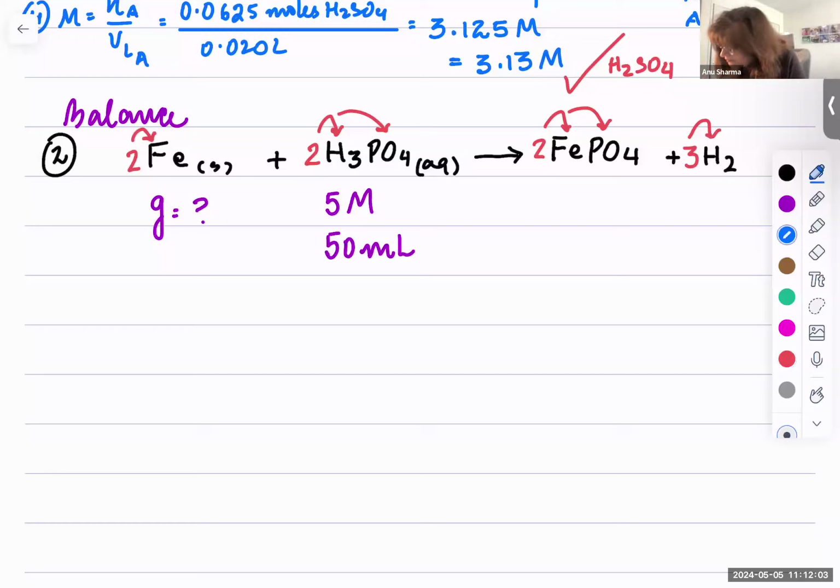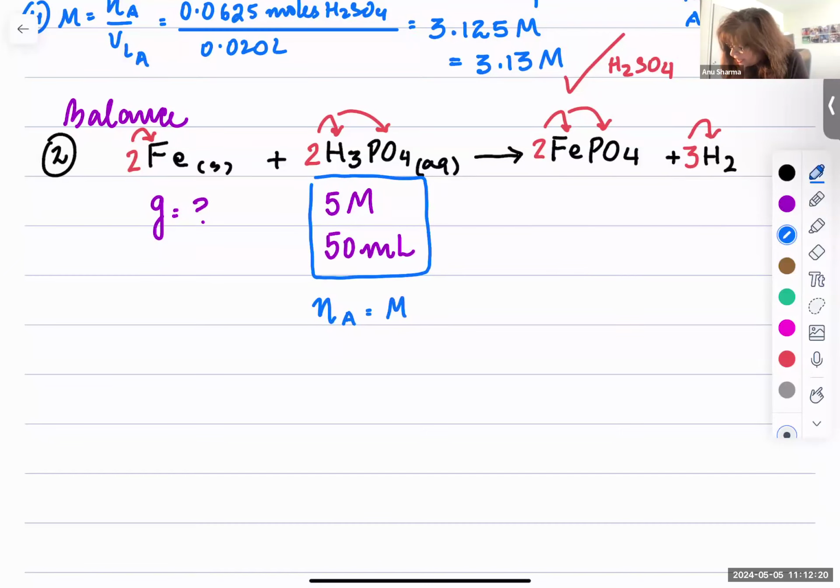Now we are given the base acid, and we need to find the grams of the metal, right? So here you can easily find the moles. The moles of this acid is equal to molarity of the acid times the volume of the acid. Okay, so same story here also.